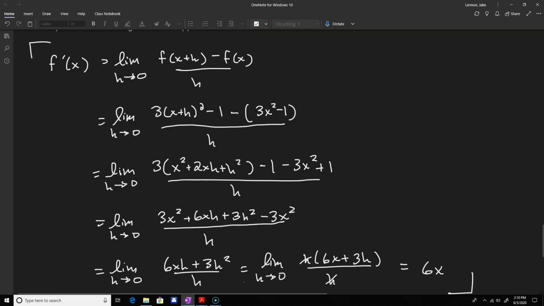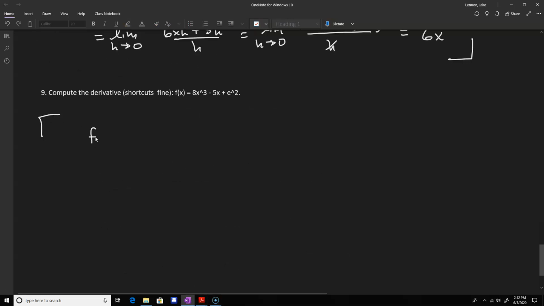Okay, so let's move on to the last two, which are just doing derivatives but using the shortcuts. So for number 9, we have this function f of x equals 8x cubed minus 5x plus e squared. The thing about e squared is it's just a number, so we want to remember some of our derivative rules. The main one is if you have x to the n and you take its derivative, you get n times x to the n minus 1.